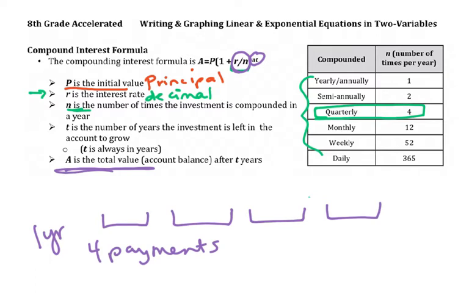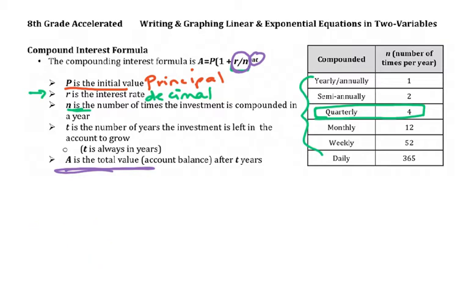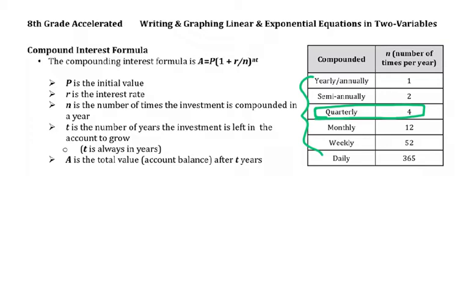So when you see the N, that's an important number, because it's going to tell you how many times you're going to get that payment over the course of 1 year. One other thing about compound interest is our time is always going to be in years. It's never going to be in months, it's never going to be in days, it's always going to be in years. It might be compounded monthly or weekly or daily, but time is always in years.